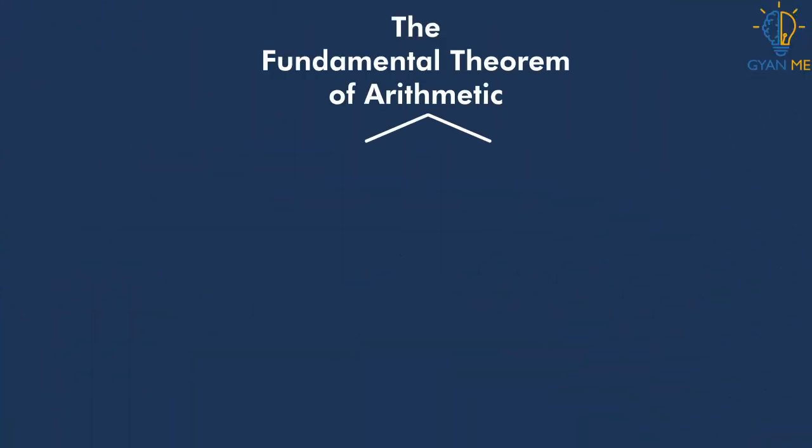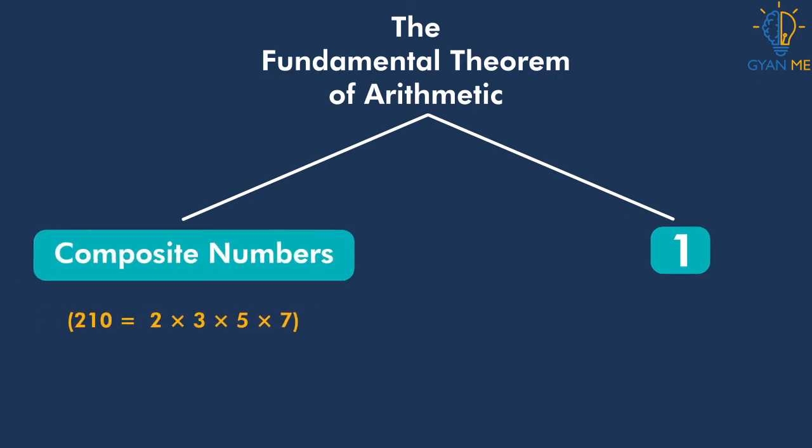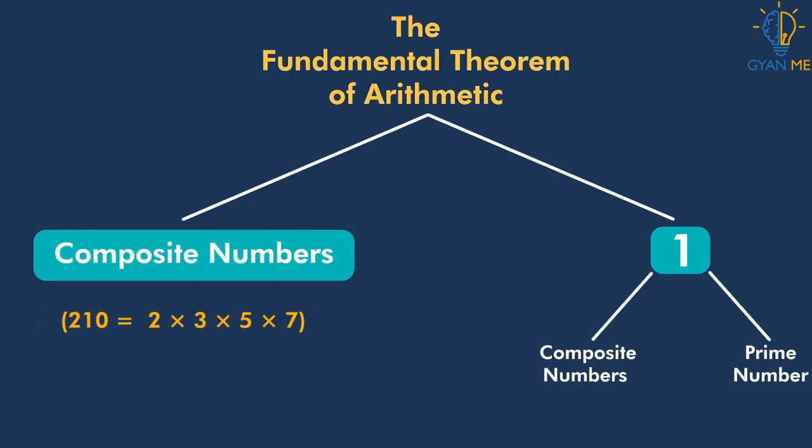The fundamental theorem of arithmetic is not applicable to the real number 1. Let us see why. As we have seen that the fundamental theorem of arithmetic is applicable to composite numbers only. Since 1 is not a composite number, the theorem does not apply to 1. Students, you will recall 1 is not prime number also.